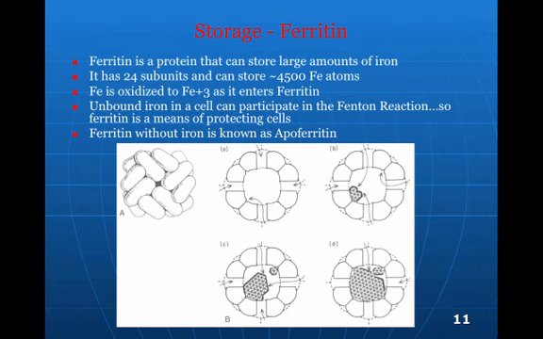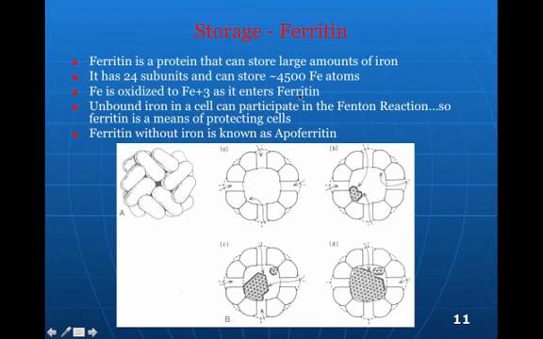A little bit more about storage of iron and ferritin. Ferritin is a protein that can store large amounts of iron. It has 24 subunits and stores up to 4,500 iron atoms. So here's a little depiction of ferritin. Each one of these little rod structures is a subunit of ferritin. You can see these little pores or openings, and the iron can actually go in there.